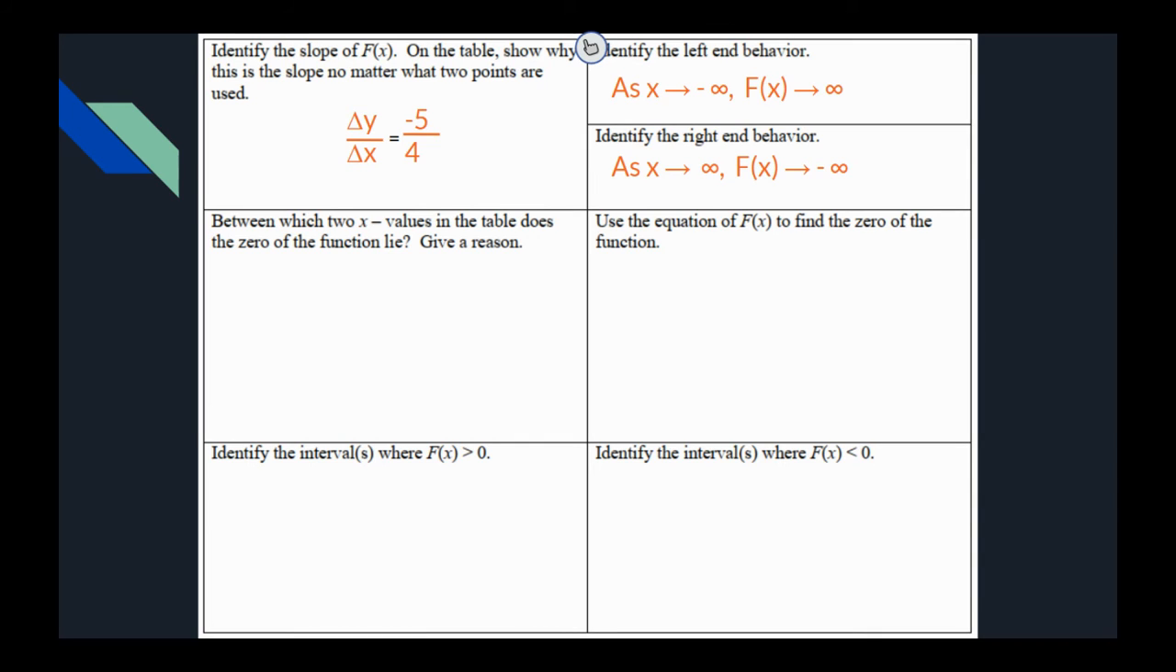Okay, then it says between which two x values in the table does the zero of the function lie, and give a reason. So what did we say a zero was? It's an x-intercept. Okay, so what two values in our table are around the x-intercept? 0 to 1. That's on the graph, yes, but on the table. So she said between 0 and 1, which is right, which we can see from the graph, but from the table, which two values? Negative 2 and 2. Why?